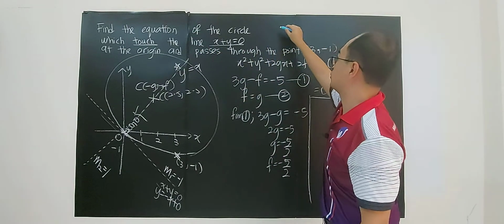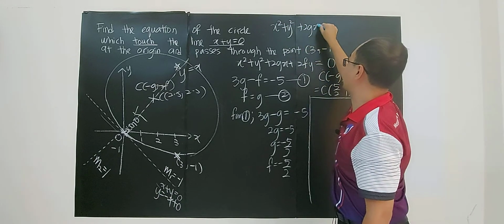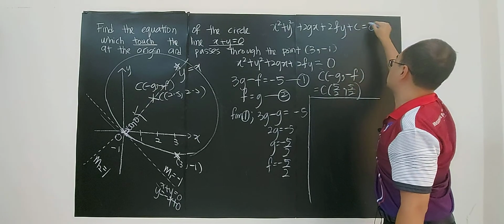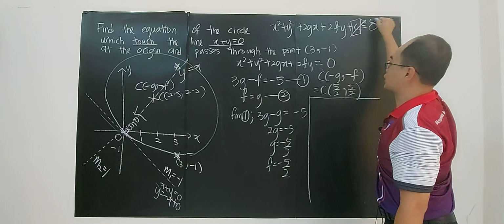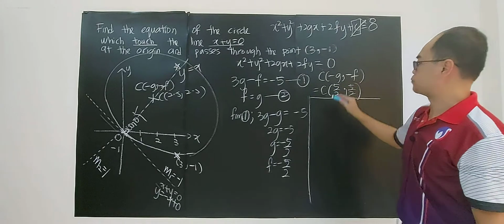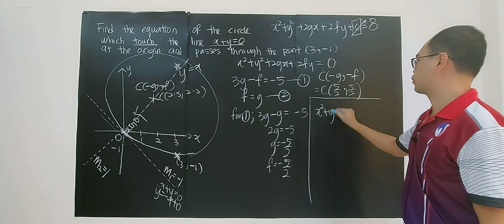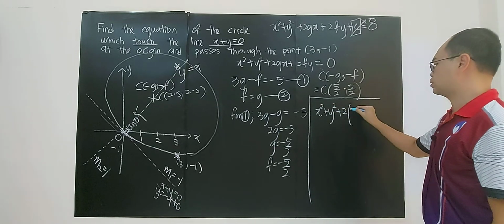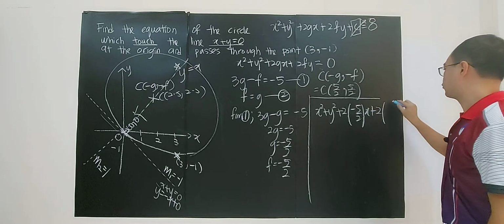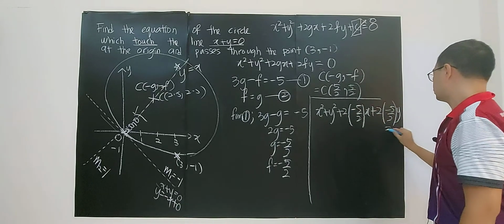Equation of the circle. Just now you know that the equation of a circle is x squared plus y squared plus 2gx plus 2fy plus c, but you know that the value of c is 0, right? Previously I have already substituted this, and I got c is 0. So now I just substitute g and f into the equation: x squared plus y squared plus 2 times negative 5 over 2 x plus 2fy, f is also negative 5 over 2, equals to 0.